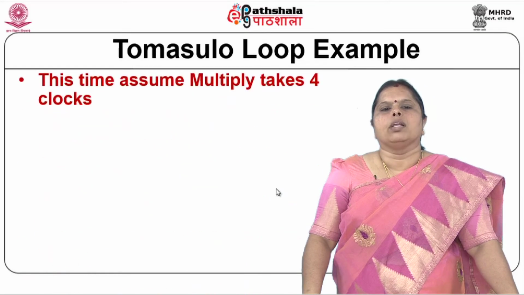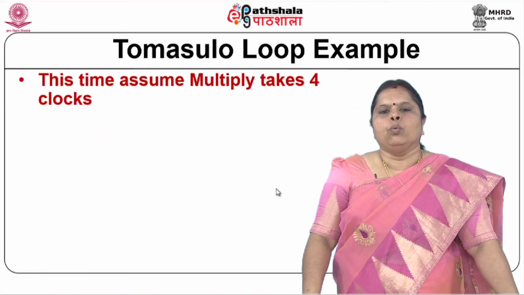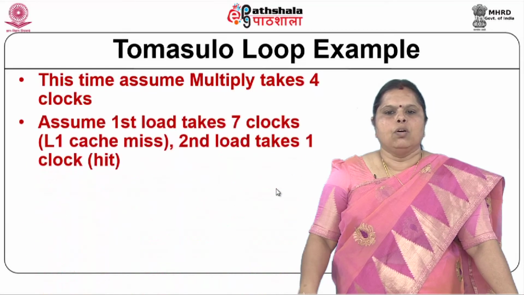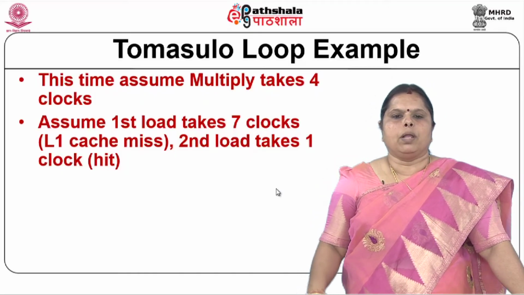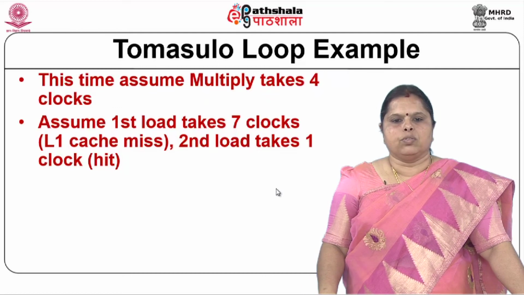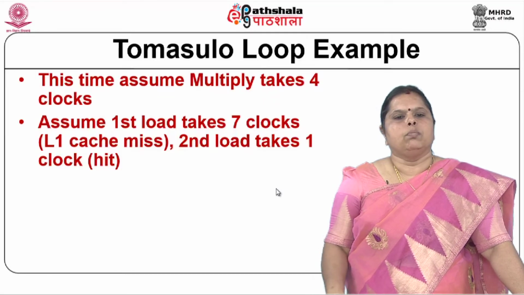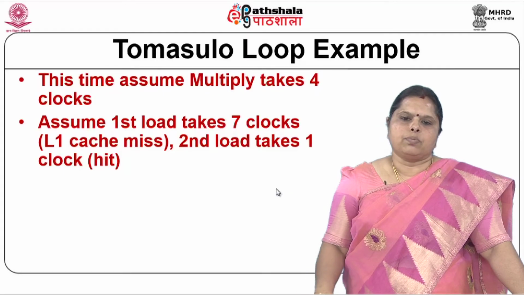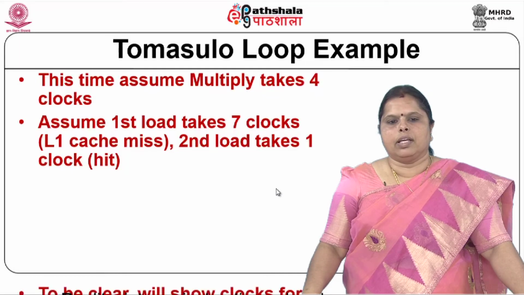So now we look at the latencies associated with these instructions. We will assume for this simulation that multiply takes 4 clock cycles. You have load, multiply and store instructions here, that is your basic block. For the load instruction, we will assume that the first time it is executed it takes 7 clock cycles because there is a cache miss. But subsequent loads take only 1 clock cycle because it is a hit in the cache.